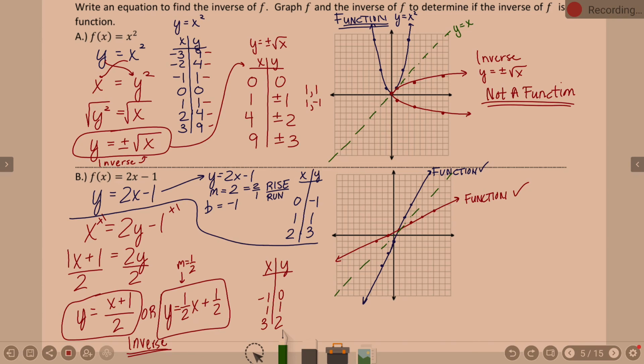Okay. Did I get everything on that one? I think I did. This is the line y equals x. I think I got everything there. Okay, questions at this point?